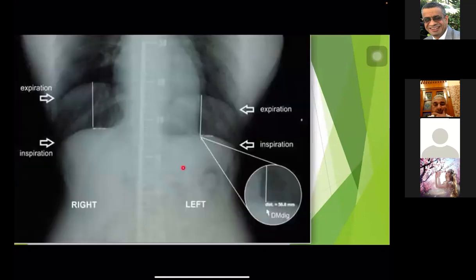The diaphragm level moves with respiration and with posture. First, with respiration, as we see here, during expiration it ascends, and during inspiration it depresses. This change depends on the level of respiration. If it is quiet respiration, the change will be about 1 cm, while if the respiration is deep, the change will reach up to 4 cm.